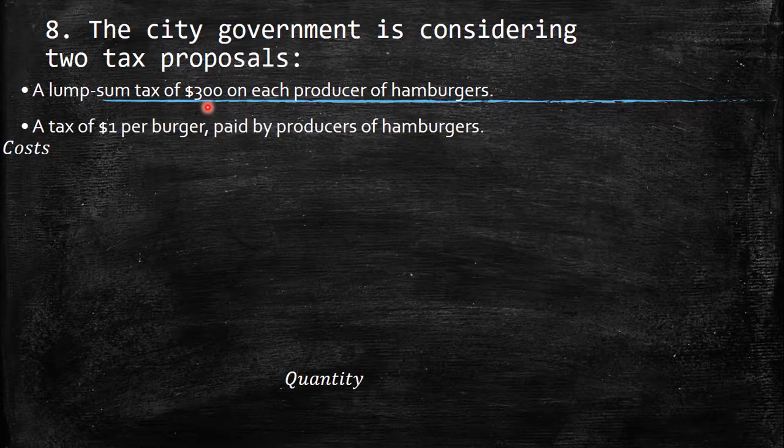The second one is a tax of $1 per burger paid by producers of hamburgers. At this time, you automatically understand that it goes directly to the variable cost, because if you produce 0 pizzas, you don't pay anything. But if you produce 7 hamburgers, you need to pay $7.